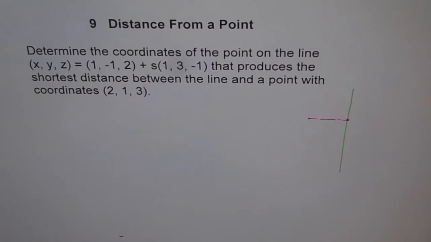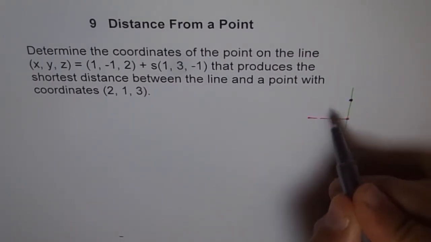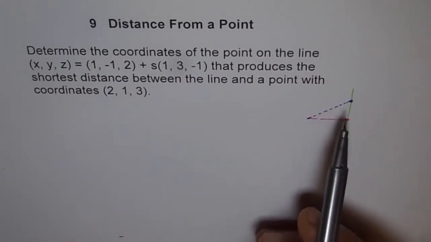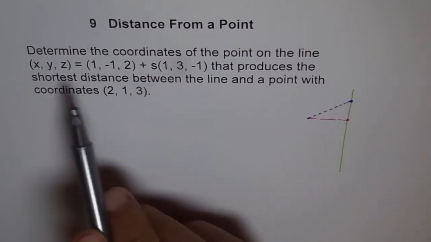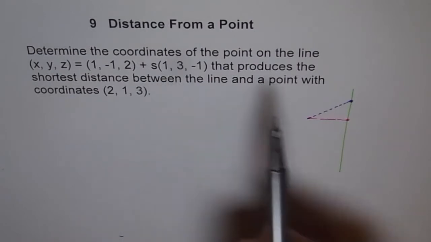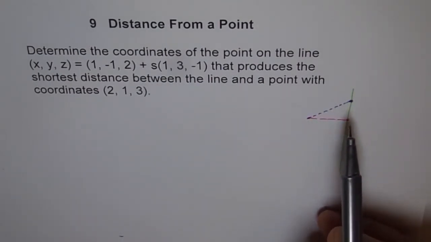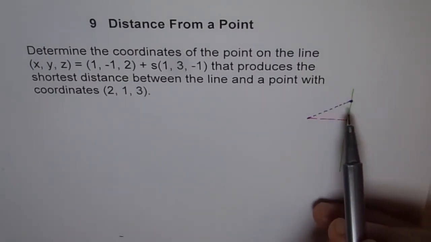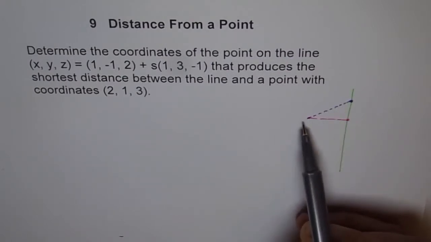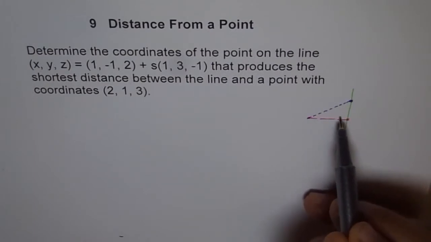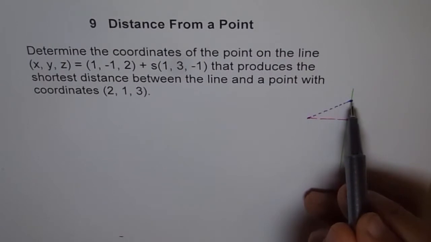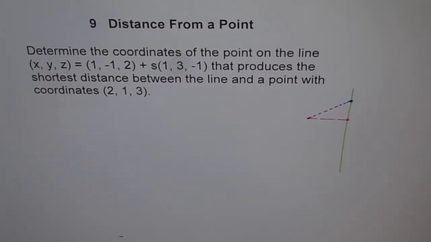So the method which we are going to adopt is something like this. Let's take any general point on the line. The general point coordinates we can get from the parametric equation. And we know the direction vector of the line. So what we will do here is find the direction vector between the general point and the given point (2, 1, 3). Now, if the two direction vectors are perpendicular, then their dot product should be 0. That's how we are going to get the s value, which will correspond to this point. And once we get that value, then we know the point on the line which will be shortest to the given point. So that's how we are going to do it.